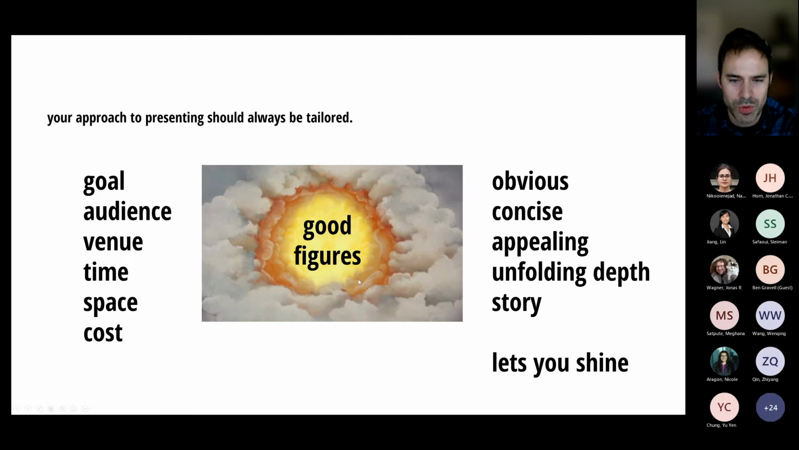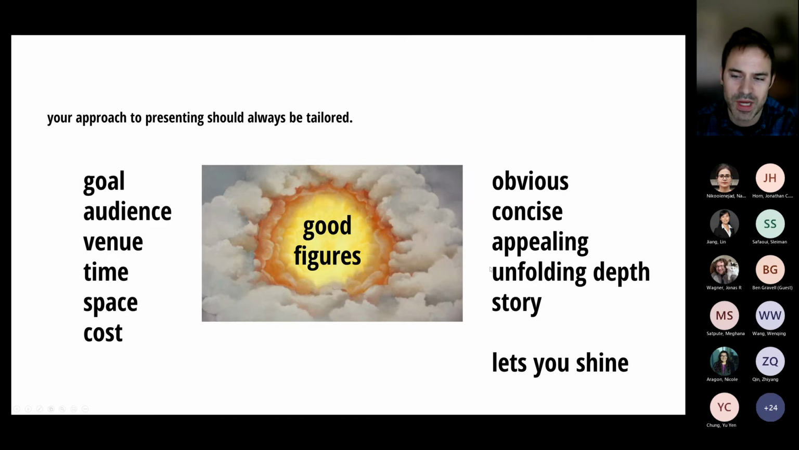So some of the features that we want out of figures, I'd say that we want them to be clear, but I think we can go further. We can say that we want them to be obvious. So the message that you're trying to say should be something that's beyond clear. We want them to look good. We want them to be appealing.